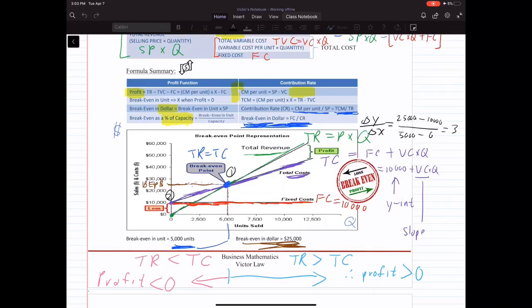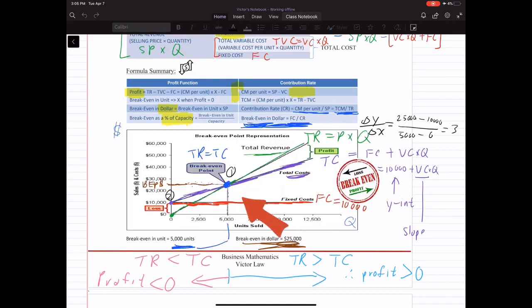So the total cost function will have the same y-intercept as the fixed cost, because both y-intercepts are at $10,000. And in most cases, your variable cost per unit will be less than your selling price. So therefore, when we're drawing the total cost function, the slope of the total cost function will be less than the total revenue function. So we're drawing a line with a flatter slope.